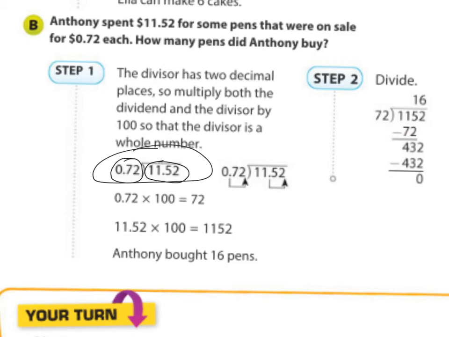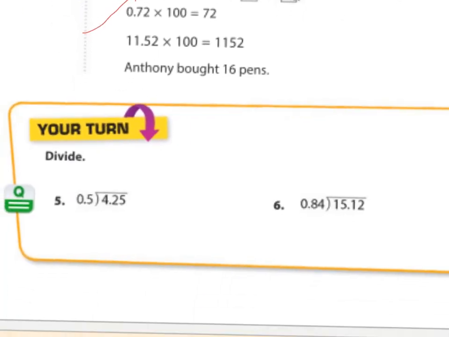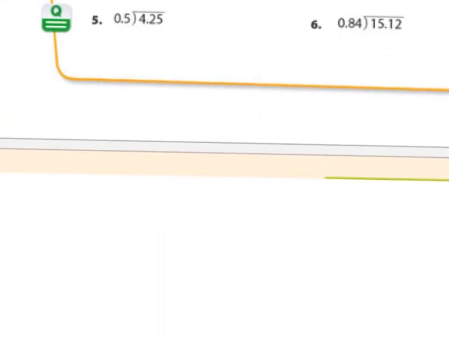So how many pens did he buy? You have to divide that. Okay, now what looks different from these problems and the ones before? On these, there is a decimal in the divisor. So I'm going to teach you what to do with that. What do you do when there is a decimal in the divisor?